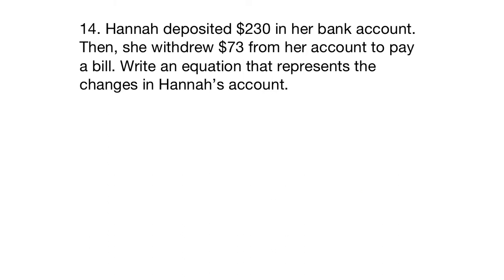Hannah has deposited $230 in her bank account. Then she withdrew $73 from her account to pay a bill. This is a miswording. I want an expression to represent the changes in Hannah's account. The equations have to have equal signs. I don't want an equal sign. Addie: Positive 230 plus negative 73. Okay, positive 230 plus negative 73 would be a correct answer.